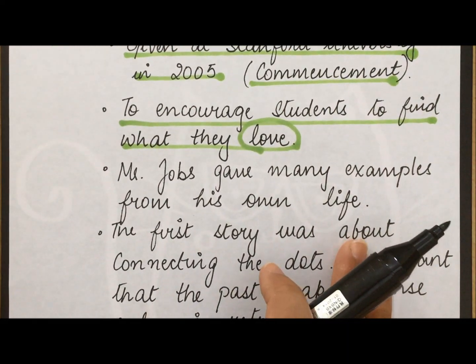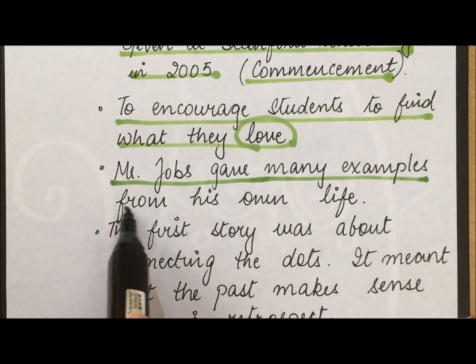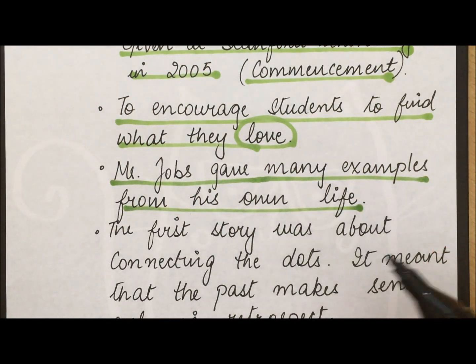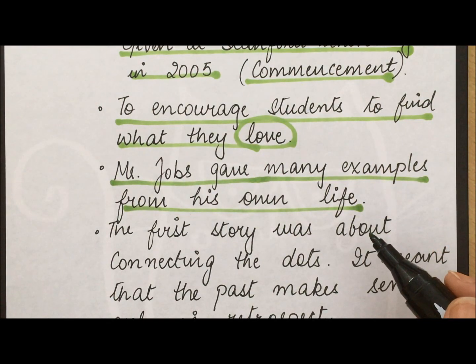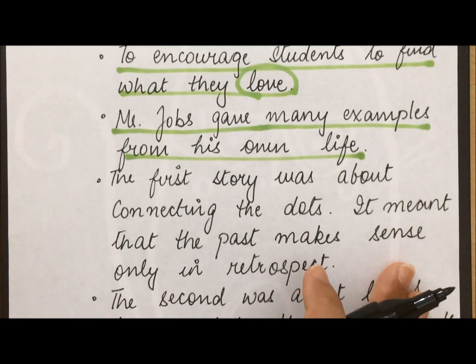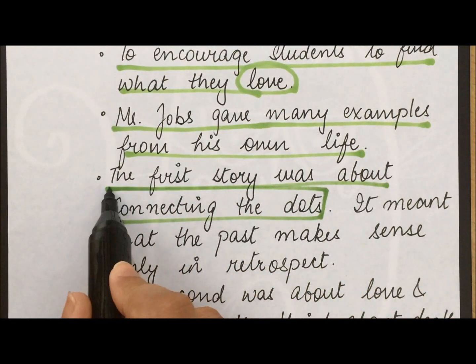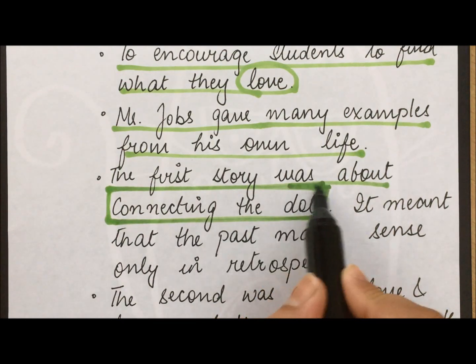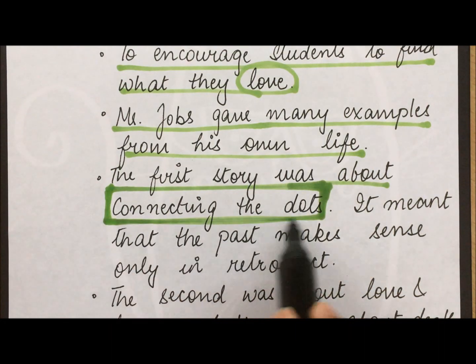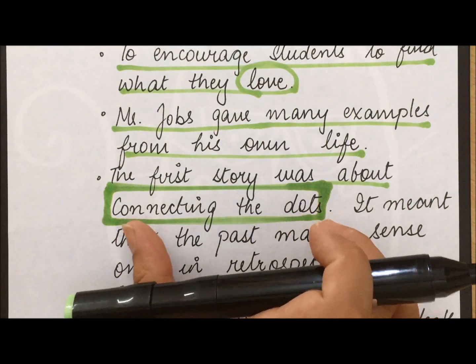Then we can talk about what Mr. Jobs said. Mr. Jobs gave many examples from his own life. He told many stories which were very helpful in understanding how we can get successful. So it was very important. Then we can say the first story was about connecting the dots. This was the part where he talked about how the past connects to the future. So he used this word, connecting the dots.